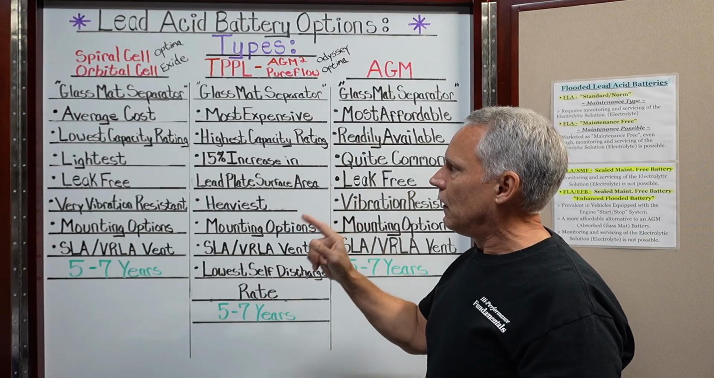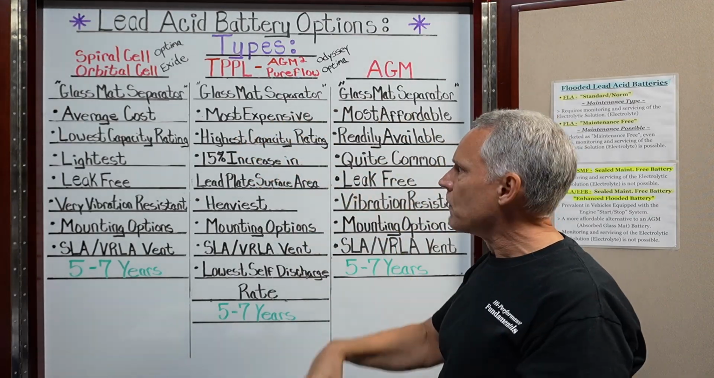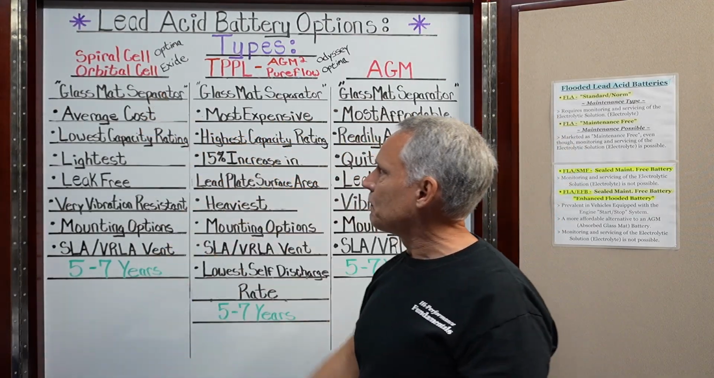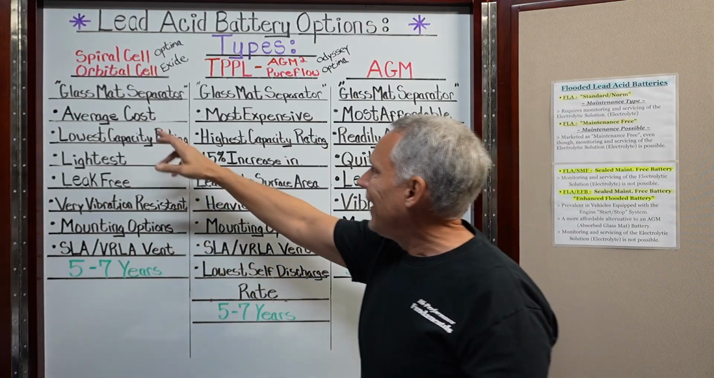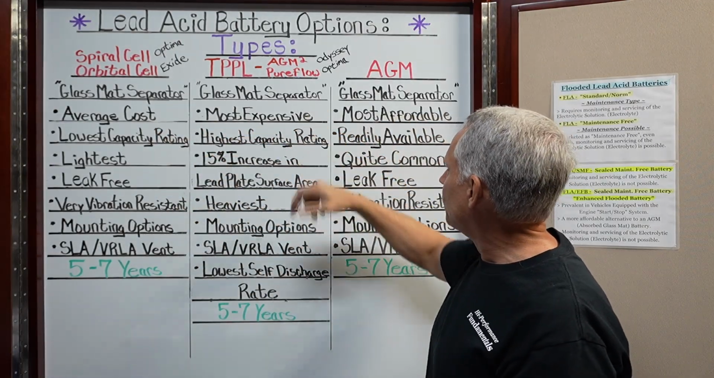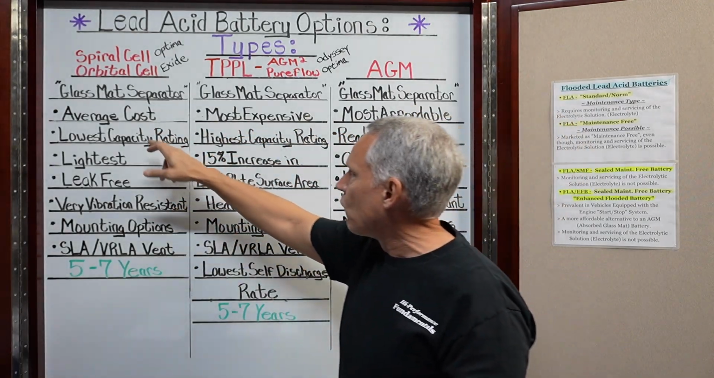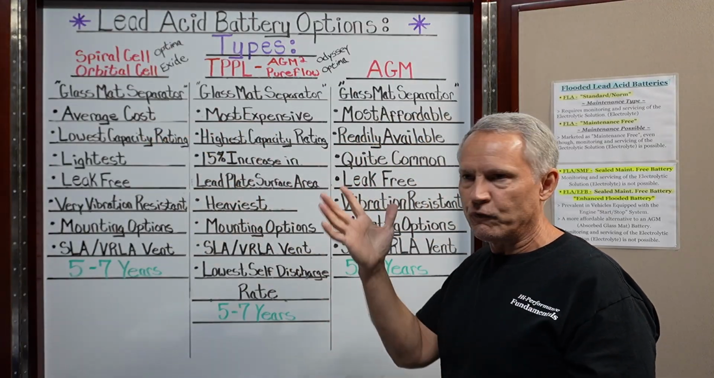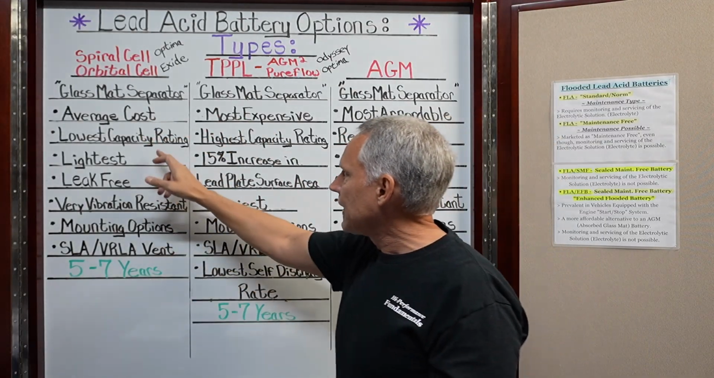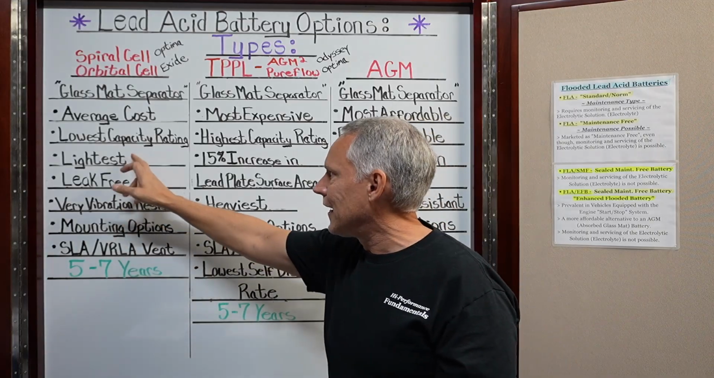But let's compare them. That's what we're here for. So once again, glass mat separator battery, sure enough. As far as cost, this battery is the most expensive. This battery is most affordable. This one would then fall in the middle, an average cost, I would say. It tends to have the lowest capacity rating, and it's the lightest.